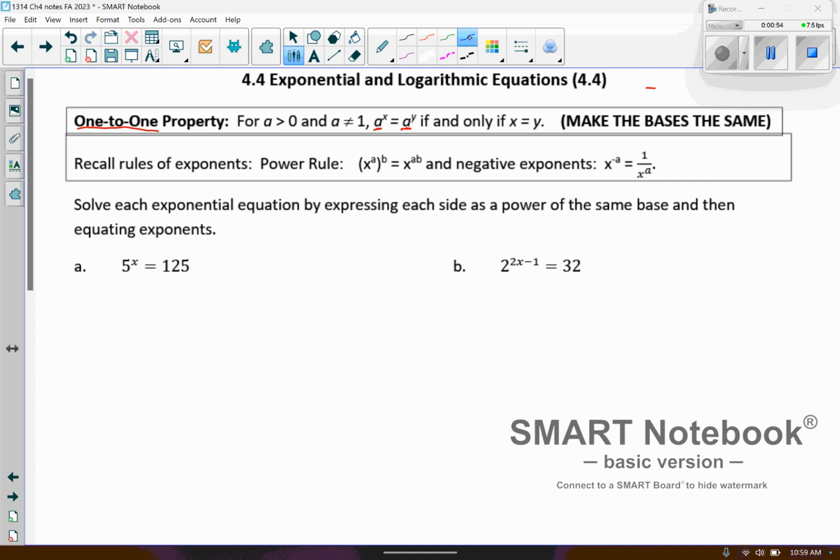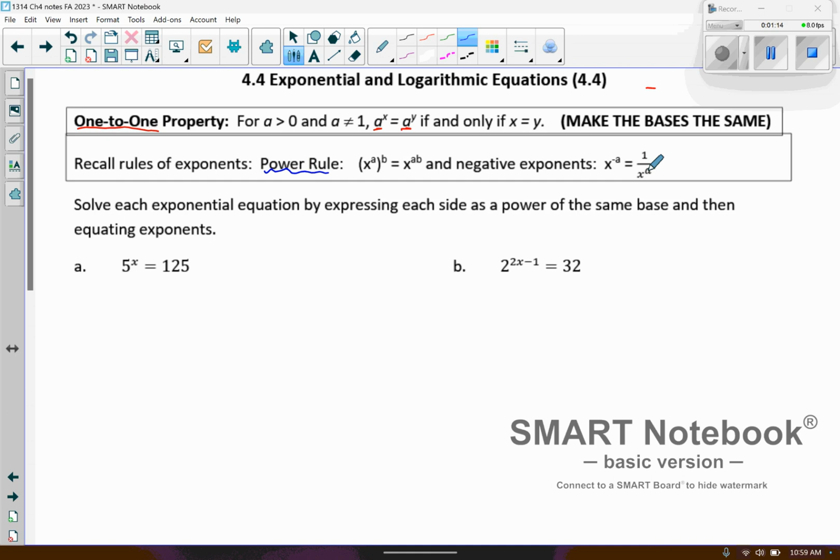Some other properties that will be useful are some of our exponent rules. Our power rule: if you have a power to a power, you multiply those two pieces together. And if we have a negative exponent, you have to take the reciprocal in order to make it positive.